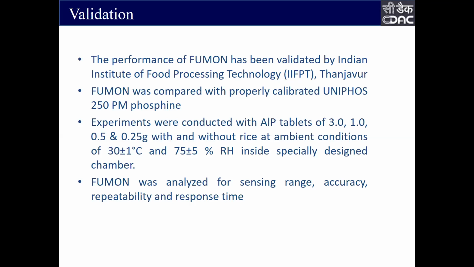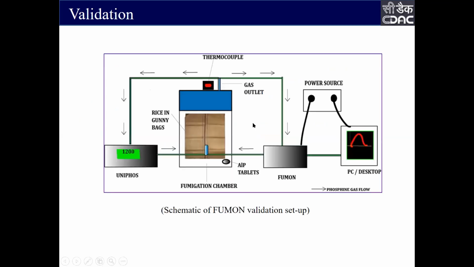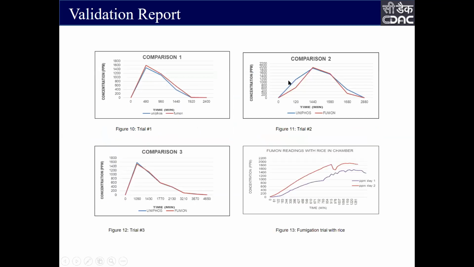So they experimented with 0.25 gram in a specially designed chamber. And they found almost accurate results. This is the lab. The curves you can see, the first three are the trials without the grain and the last one is with the grain. You can see.